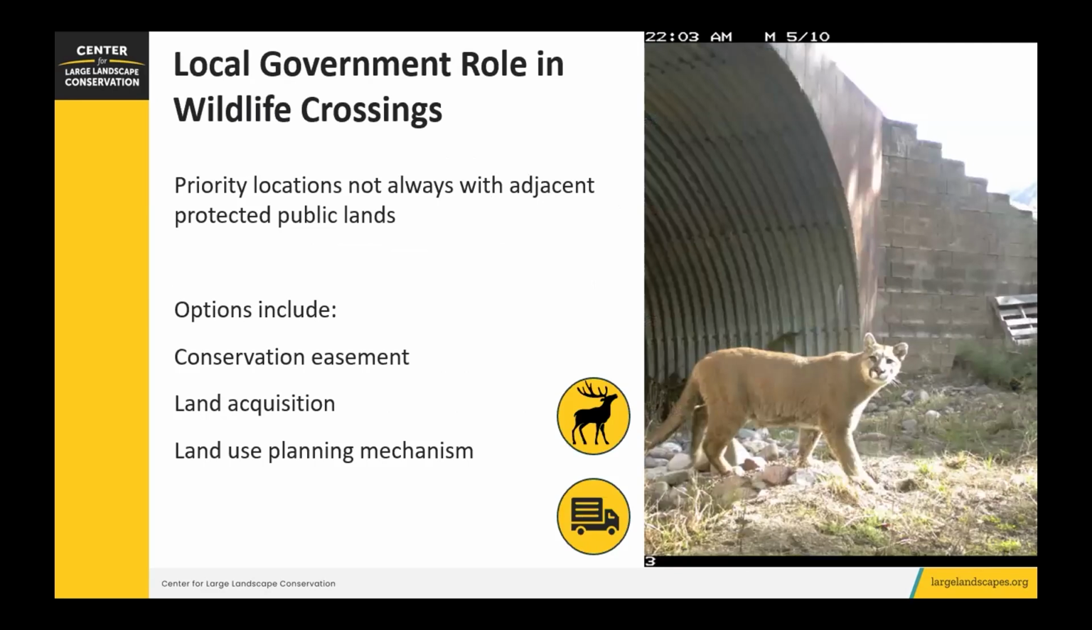Similarly, they have a really important role in wildlife crossings. Priority locations that we develop under great science are not always adjacent to protected public lands. And so they need other tools to help make those landscapes connected into the future, if you put a crossing structure in those locations in the first place. So things like conservation easements, land acquisitions, and some kind of land use planning mechanism.